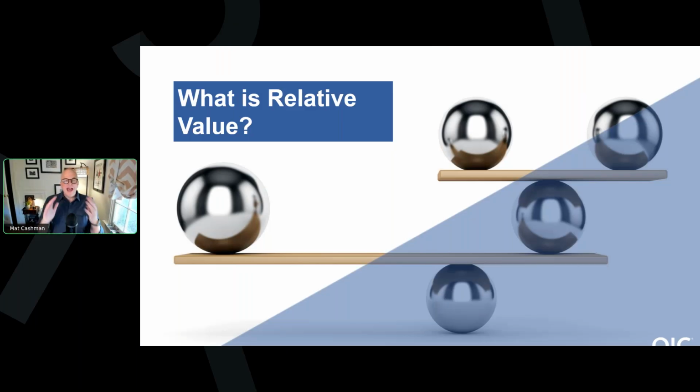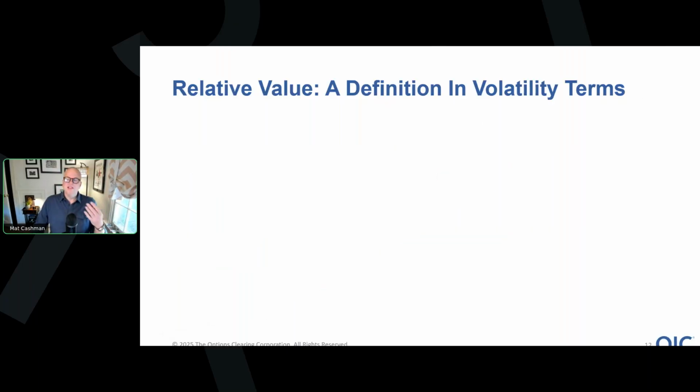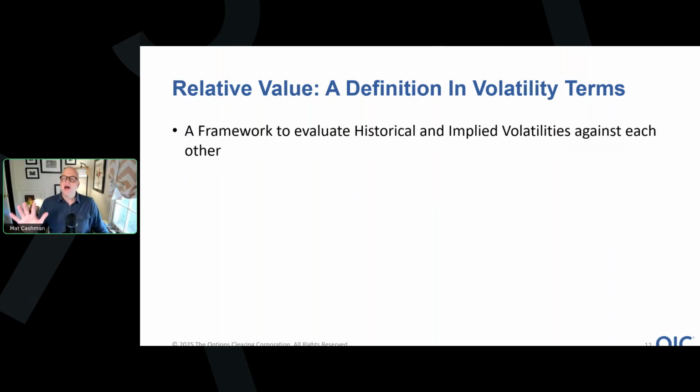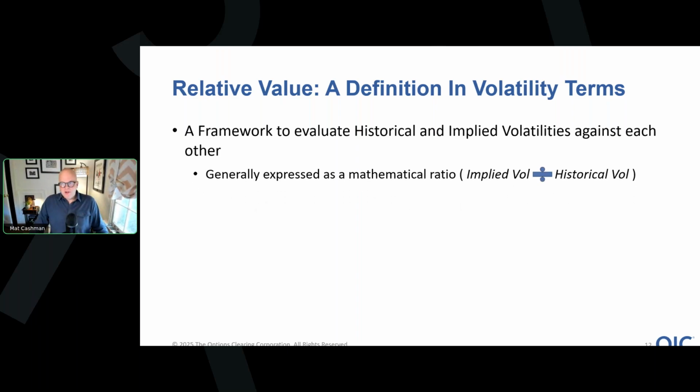So with that said, what we're going to talk about today is the relative value model as to why things and how things can be thought of relative to each other and relative to their own delivered volatility or historical volatility. Relative value is a framework to evaluate historical vol against implied vol. It's generally expressed as a ratio.